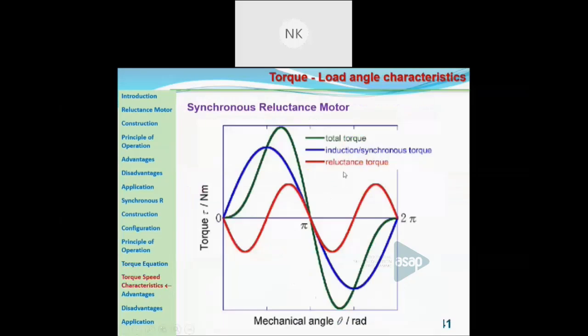This is the total torque, and here you have the synchronous torque, the fundamental torque, and this is the reluctance torque. As you can see, in one fundamental cycle you will have 2 cycles: negative, positive, negative, positive. This is the second harmonic, and the resultant will be like this.